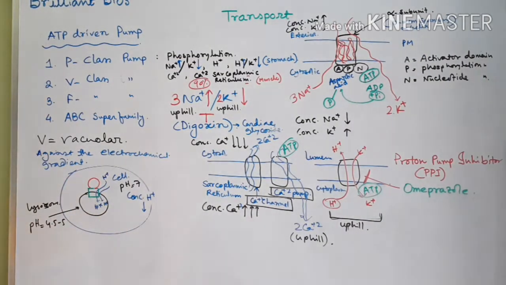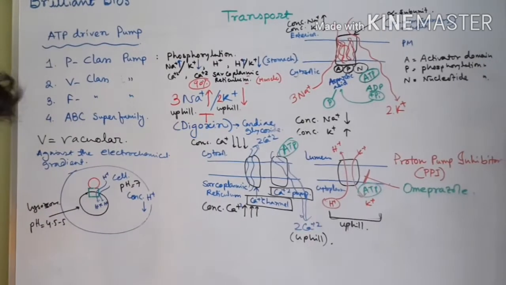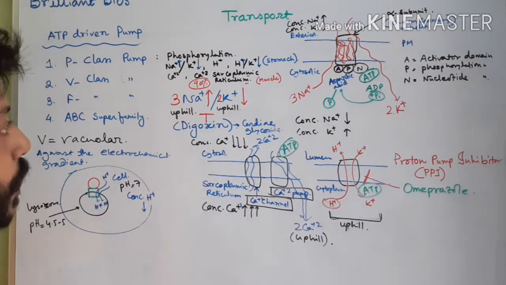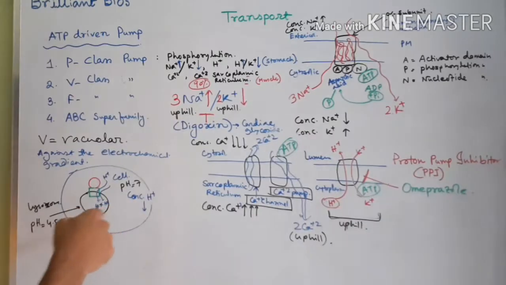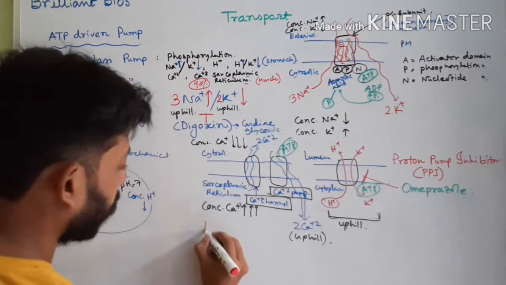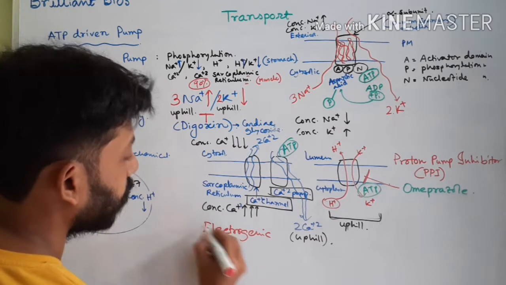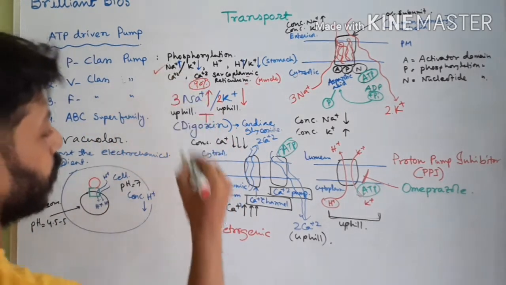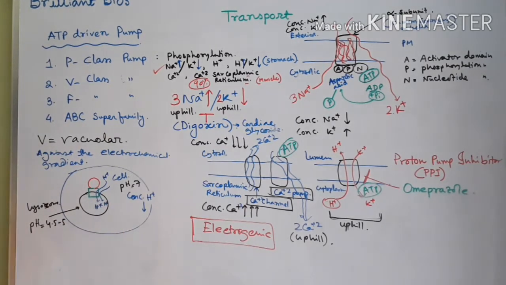Now a problem occurs if only this V class pump acts. I want to mention here, I forgot to say that this sodium potassium pump is actually electrogenic, and the same is also true for this V class pump. These are called electrogenic. Why is it called electrogenic? So another term I am introducing is electrogenic. Why is this pump, and this V class pump, called electrogenic?